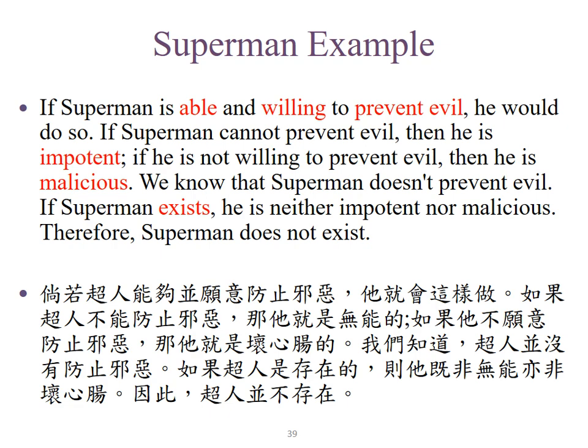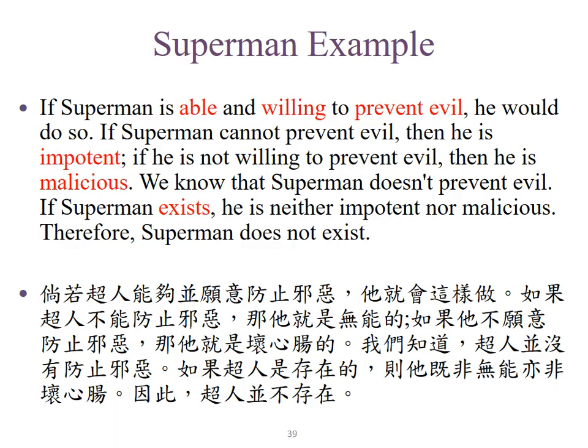Okay, next, if Superman is able and willing to prevent evil, he would do so. If Superman cannot prevent evil, then he is impotent. If he's not able to prevent evil, then he's malicious. We can also say it is very mean because he's not willing to prevent evil. And we know that Superman does not prevent evil, so it's also a premise. So if Superman exists, he's neither impotent nor malicious. Therefore, the conclusion is Superman does not exist. You can see we have a lot of premises here, and we have the conclusion Superman does not exist.